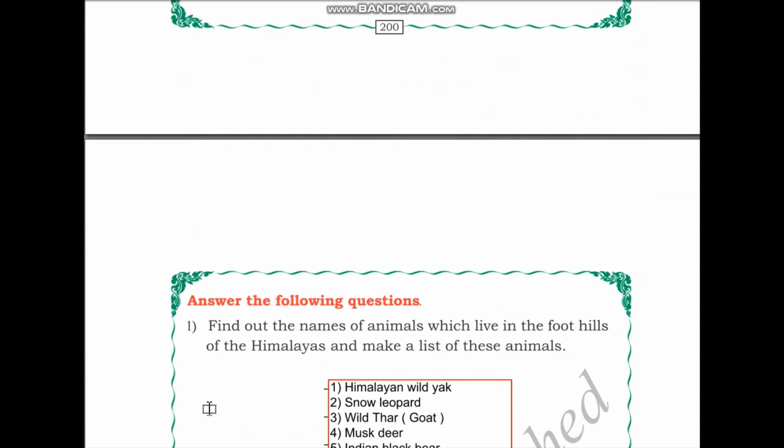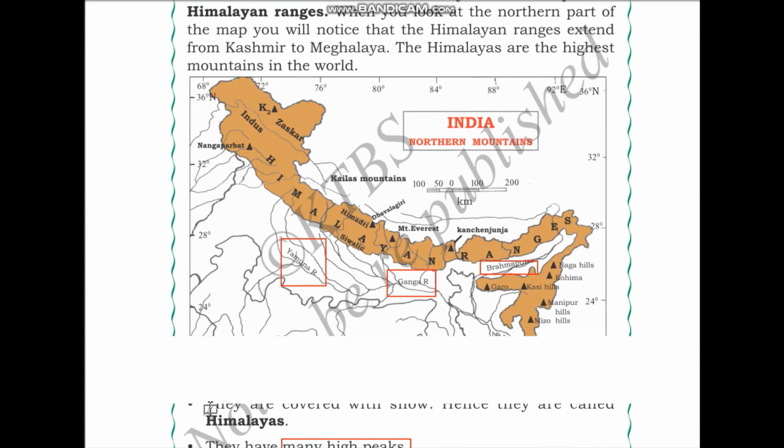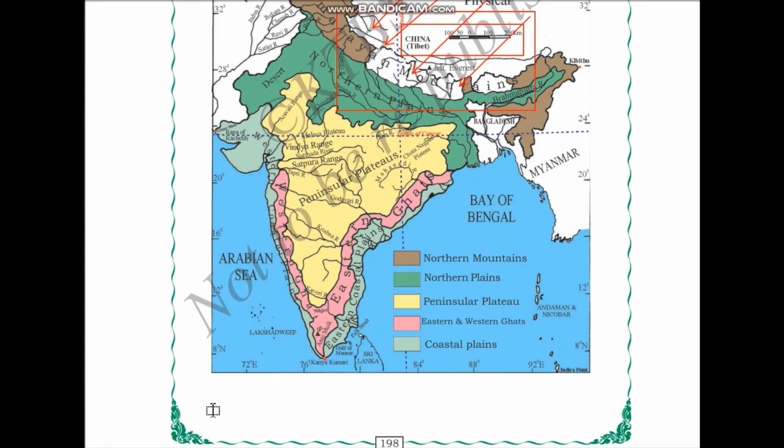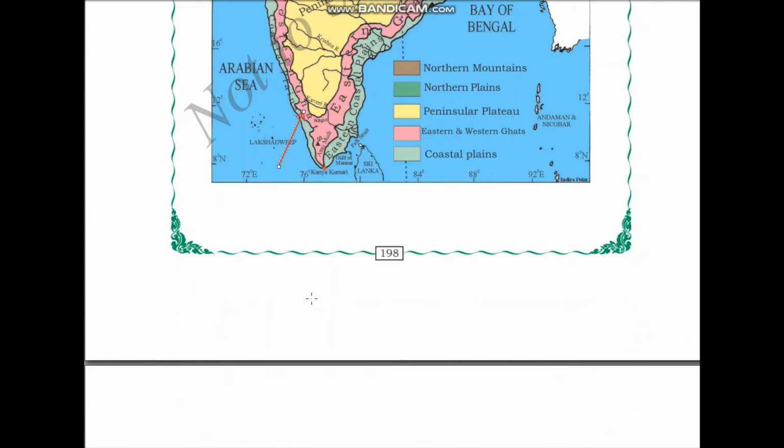So where exactly are the Western Ghats? If you look at this map of India, you can see that there are the Eastern and Western Ghats which are located right near the coastal plains. Okay, so here it is shown in pink. So the Western Ghats are very close by and it passes through Karnataka, which is why I gave that example.